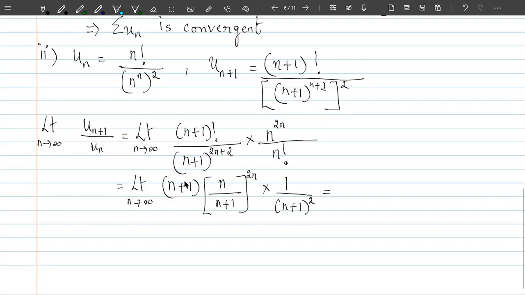Now this n plus 1 and this n plus 1 whole square you can cancel. So what actually remains is limit n tending to infinity, here what do you have? n by n plus 1. Similarly, like in the last problem, you have n here, n plus 1. In this, if you take n out, you get 1 plus 1 by n. So actually what you get is limit 1 by 1 plus 1 by n to the power 2n. And here you have one more term, that is 1 by n plus 1.